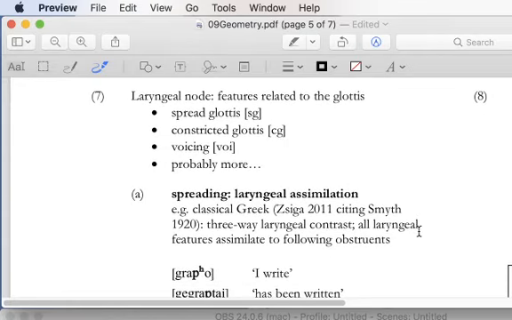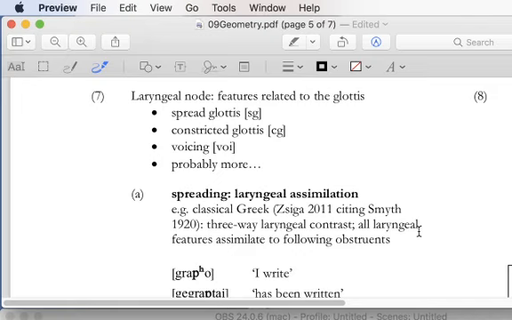Okay, here's another major node that's going to be underneath the root node, but separate from, say, the major place node. And this one is going to be referred to as the laryngeal node. And this has all the features related to the glottis. So within the context of this McCarthy paper, he mentions several different features here. These are going to be similar to the ones we've been using in class.